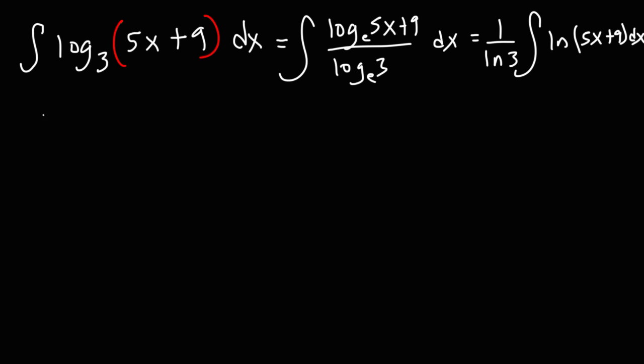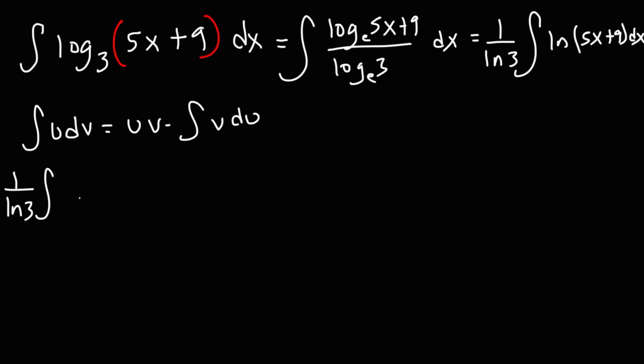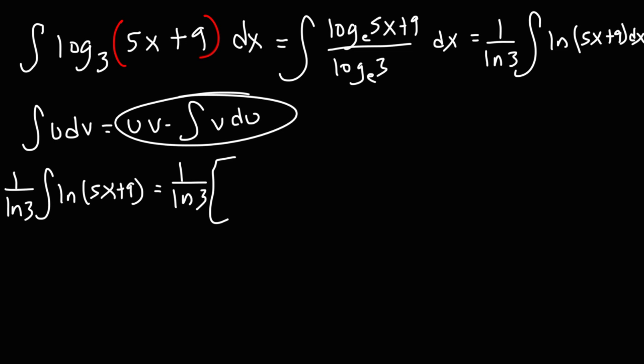So now let's use integration by parts. The integral of u dv is going to be uv minus the integral of v du. So we have 1 over ln 3 times the integral of ln 5x plus 9. And that's going to equal 1 over ln 3. And then we're going to insert this information within those brackets. But for now, we need to define u and v.